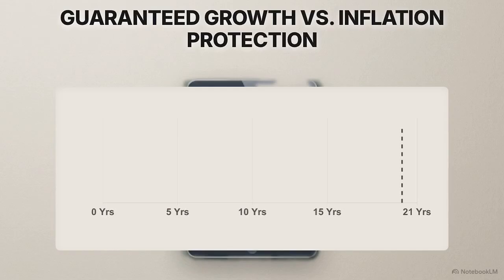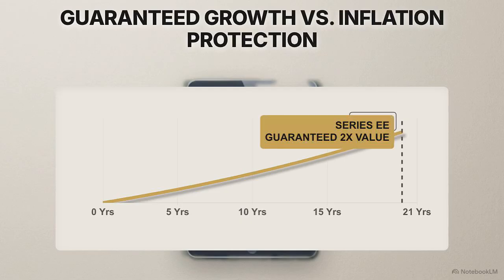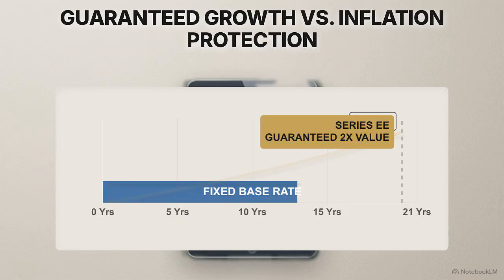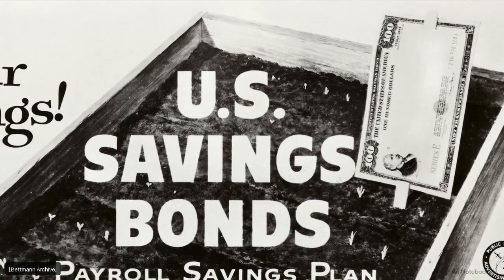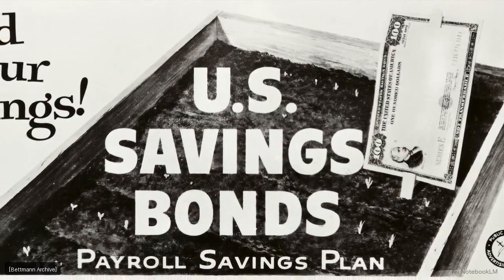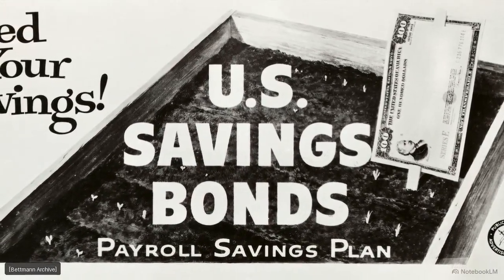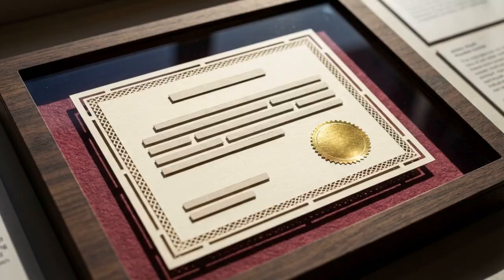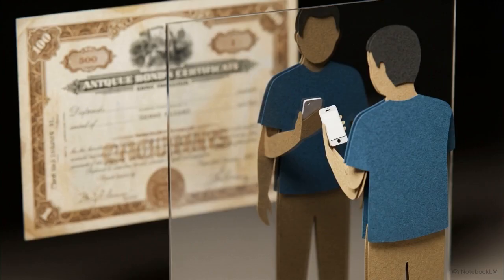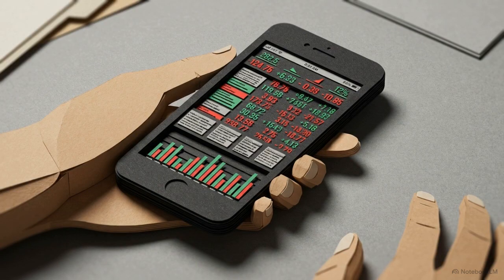The Series EE bond traces a steady growth path, mathematically guaranteed to double in value in 20 years. The Series I bond introduced a dual rate structure against inflation, a fixed base rate stacked with an inflation adjustment layer, updating semi-annually. Through these specific programs, the abstract concept of national debt became a deeply personal, protective wealth-building tool for the working class. Let's step away from government history for a moment and look at the modern reality of an individual investor trying to safely navigate the broader financial markets.